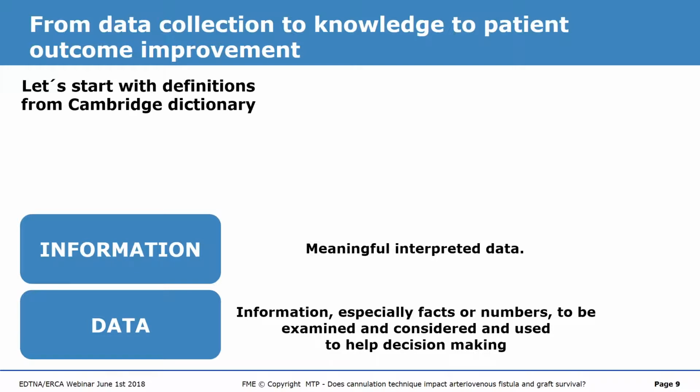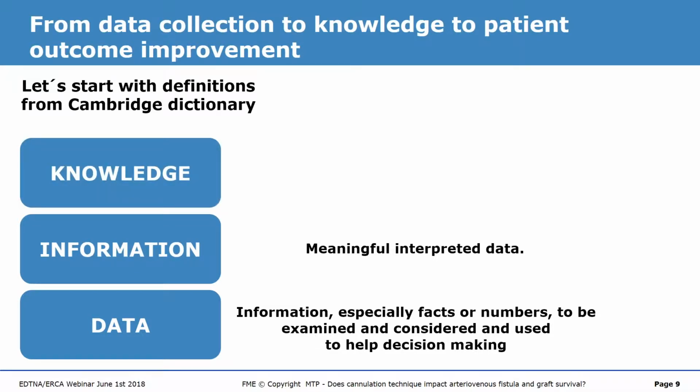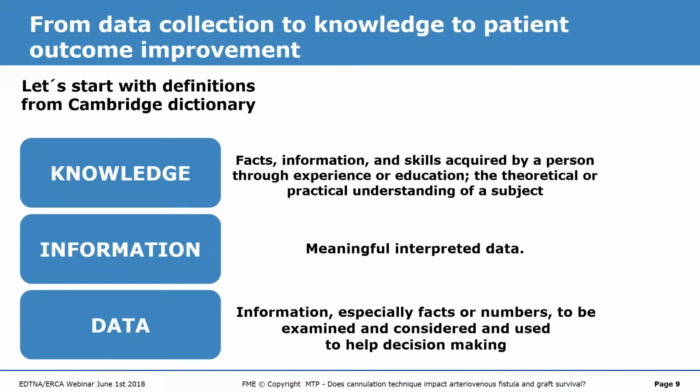Is this enough? No, because the most important part is the third one. That means knowledge. And knowledge is facts, information, and skills acquired by a person through experience or education. So the theoretical or practical understanding of a subject.